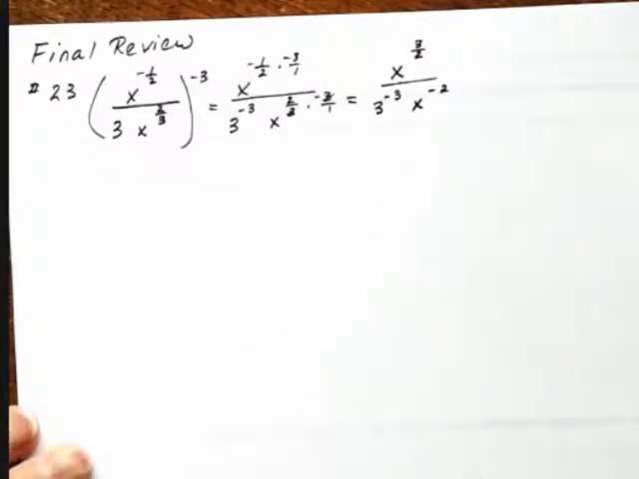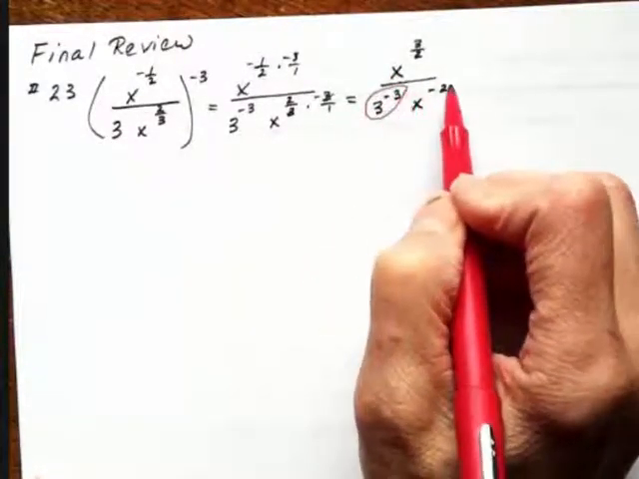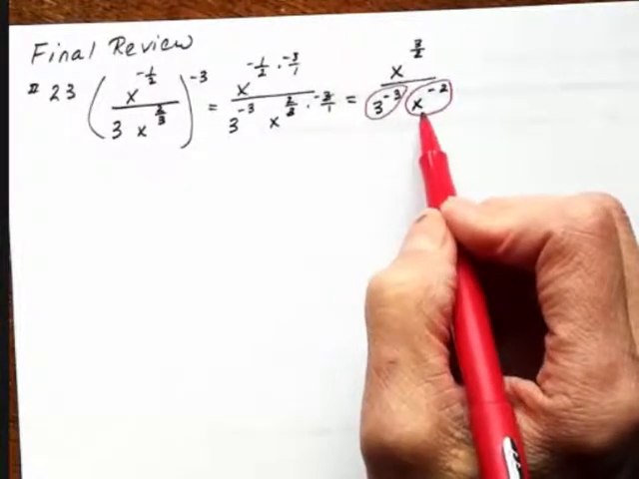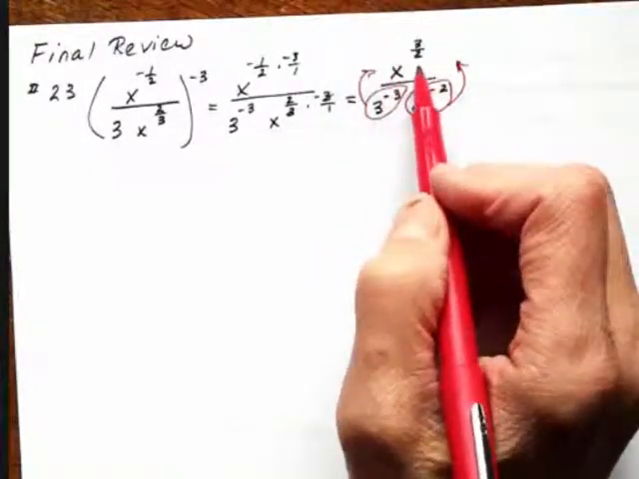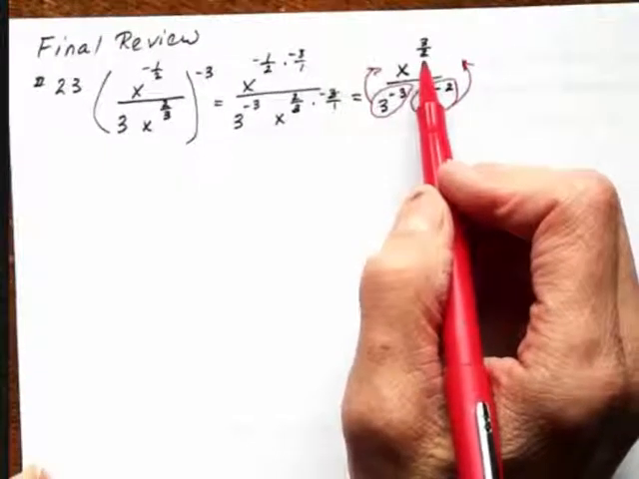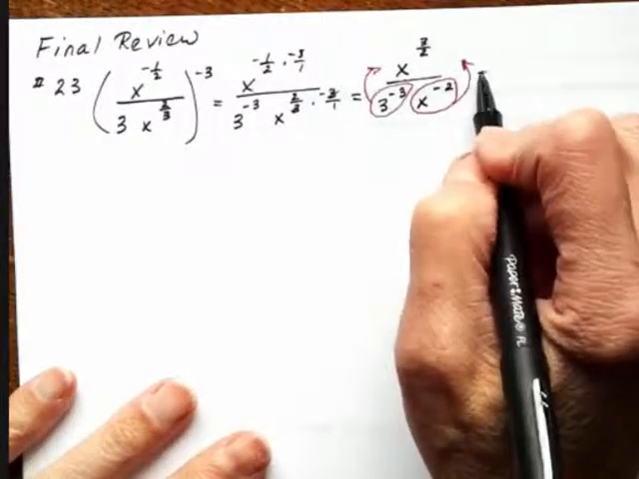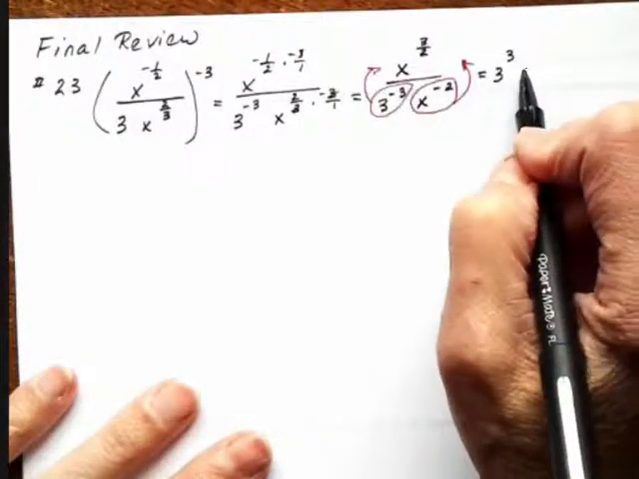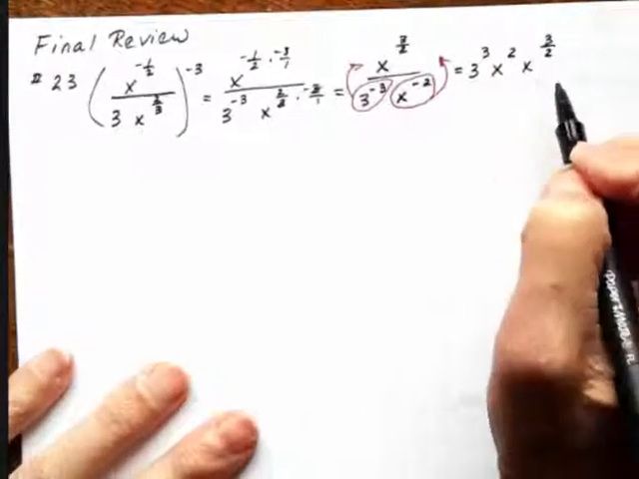-2nd. And now what I tell you to do is to circle any term with the negative power, and that tells me that it needs to be moved. So my 3 to the -3rd needs to be moved, and my x to the -2nd needs to be moved. And I need to move them up top. Notice I'm not moving the x to the 3/2. It's a positive exponent. It does not need to be moved. So I'm just going to leave it where it's at. And I end up with 3 to the +3rd now, x to the +2nd, x to the +3/2.